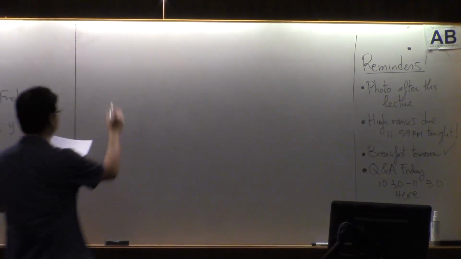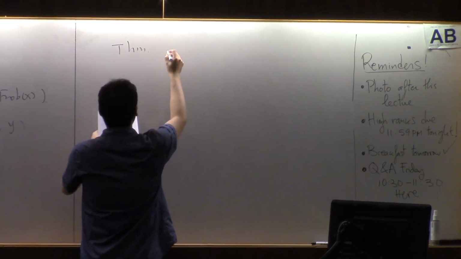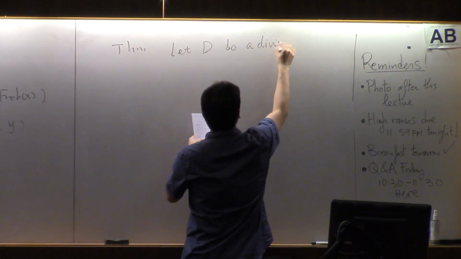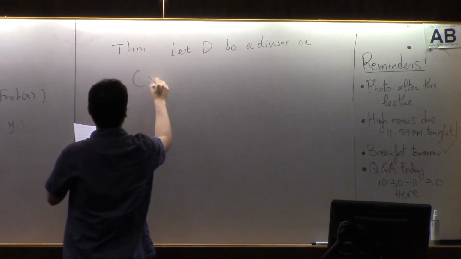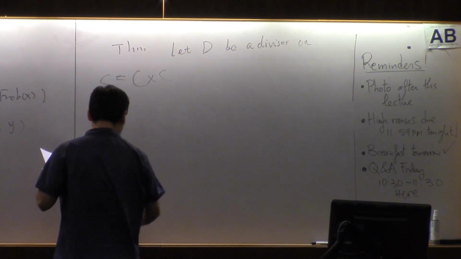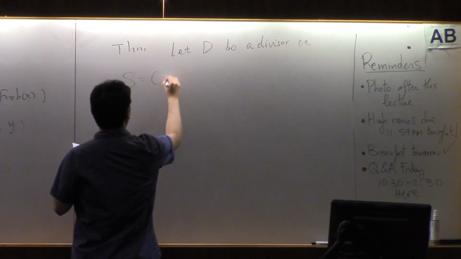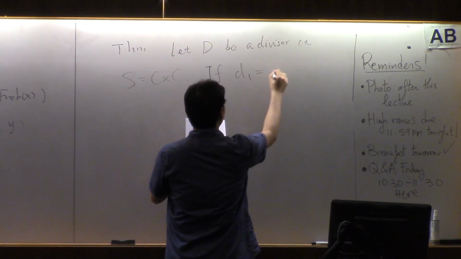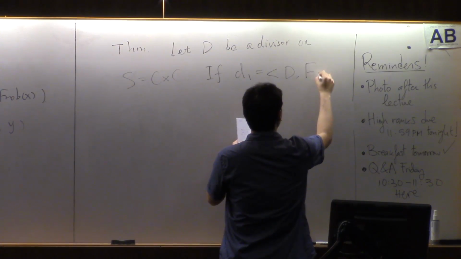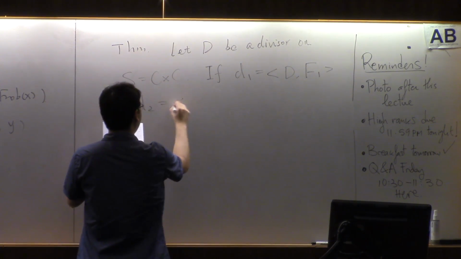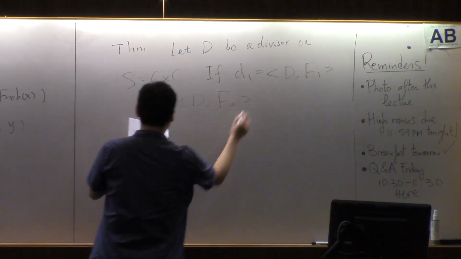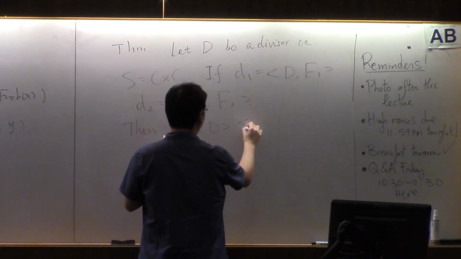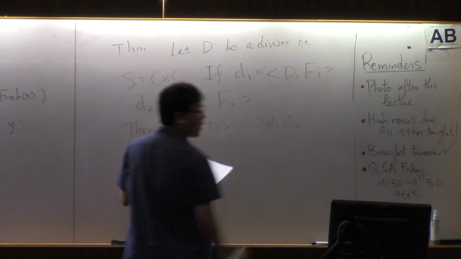We still need one more theorem. Let D be a divisor on the surface C times C, the surface I've just defined. I denote by D1 the intersection number of D with the curve F1, and I denote by D2 the intersection number of the divisor D with F2. Then I have the inequality: the self-intersection number of D is always smaller than or equal to 2 times D1 times D2.